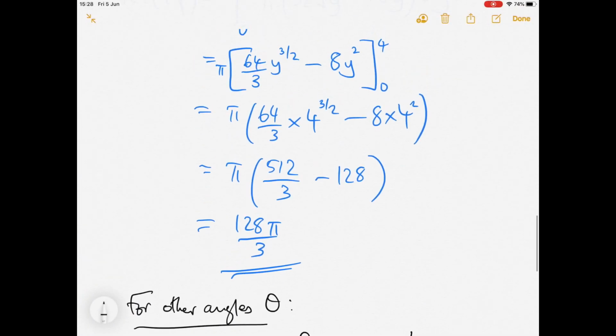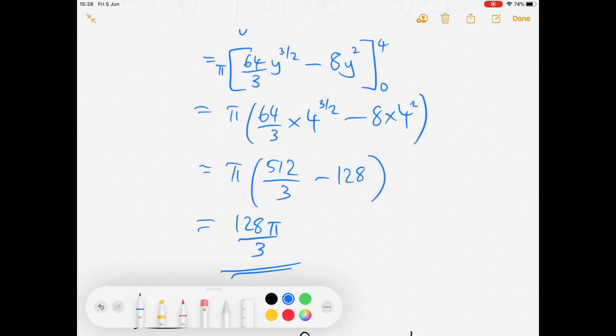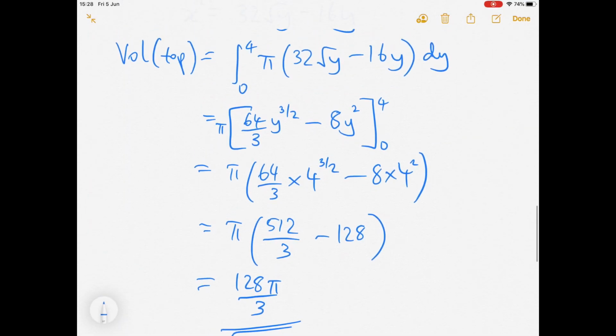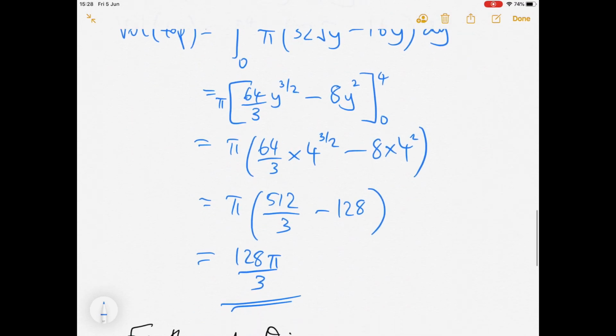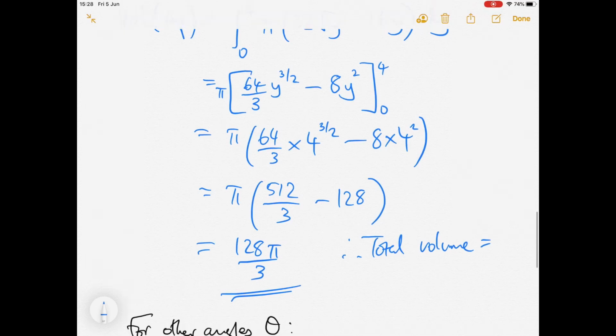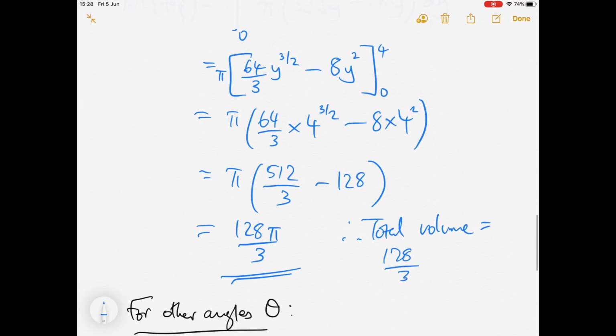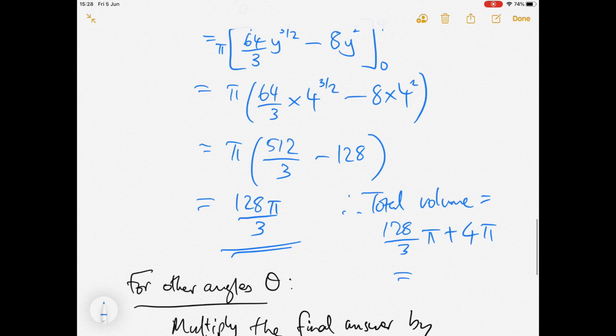Just to add to this example, the final answer is not 128 pi over 3. We forgot to add the 4 pi, the volume of the cylinder. So therefore, the total volume is 128 thirds pi plus 4 pi, which is 140 over 3 pi. So this is actually the final answer.